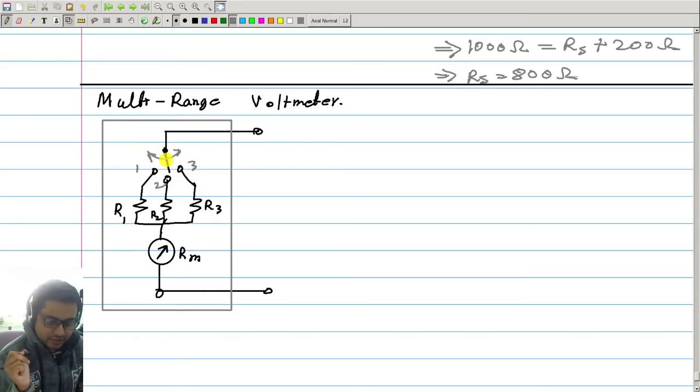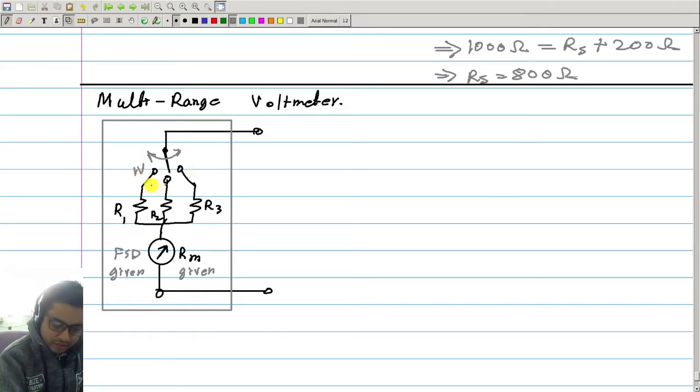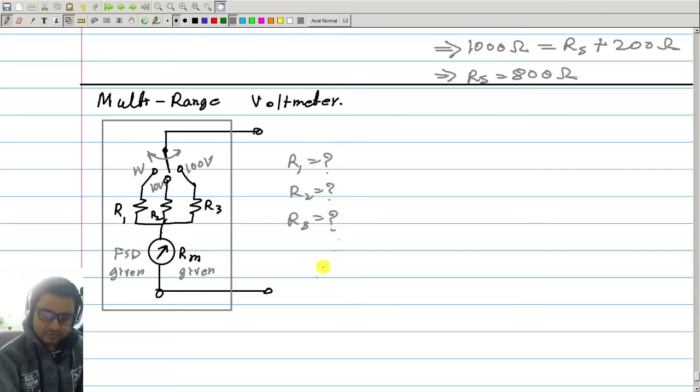Now can I ask, if the full scale deflection current is given and meter resistance is given, make a meter which can measure different ranges of voltage, like say here 1 volt, 10 volt, 100 volt. What should be the values of R1, R2, R3, etc.? You can also do it differently. You can do it in many different ways.